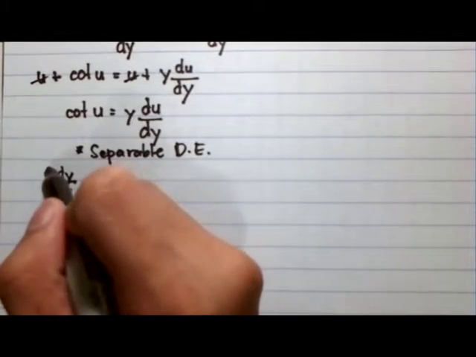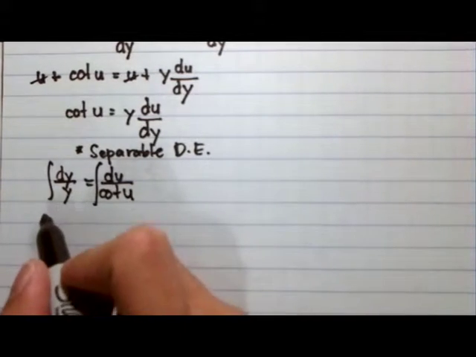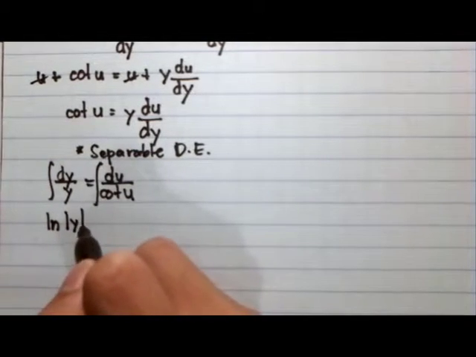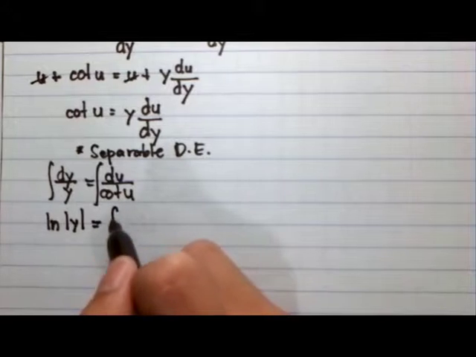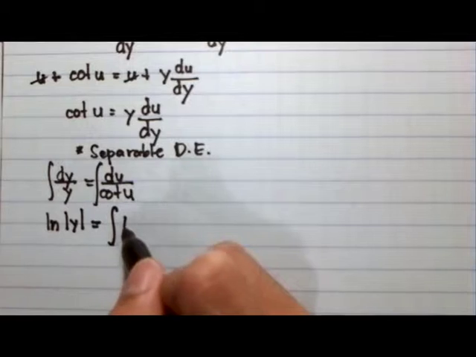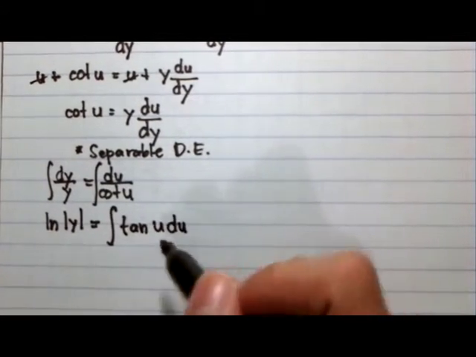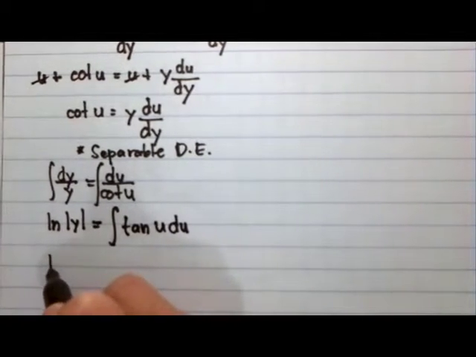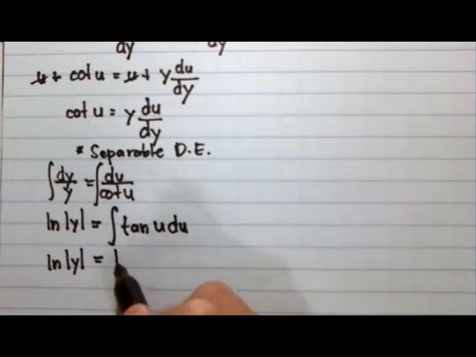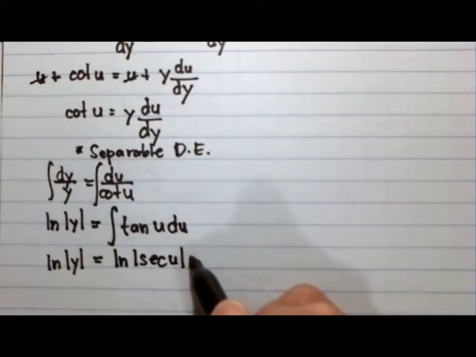And integrate both sides. So on the left hand side, we get ln y, and on the right hand side, 1 over cotangent u is equal to tangent u. So we have the integral of tangent u du. And this will result in ln y equals ln of secant u plus c.